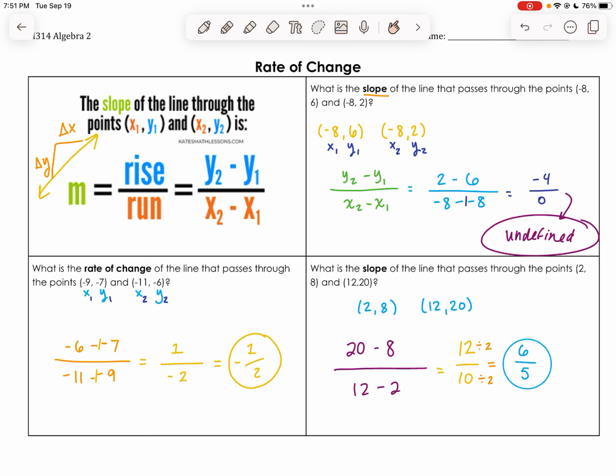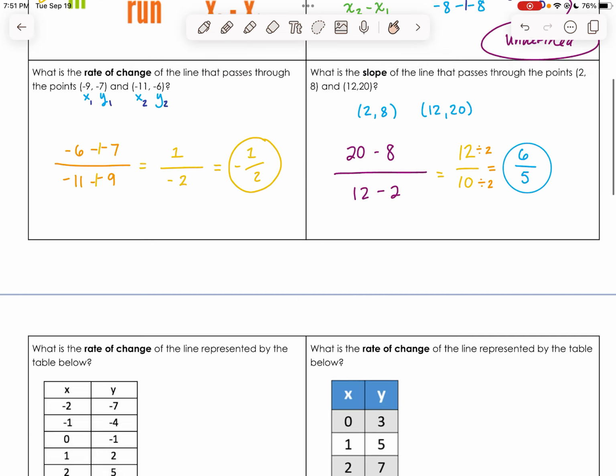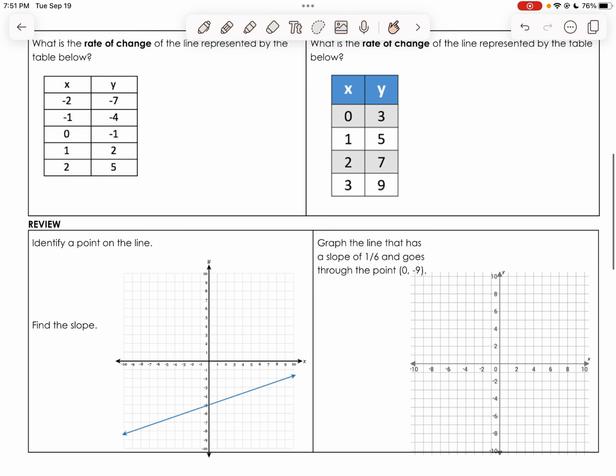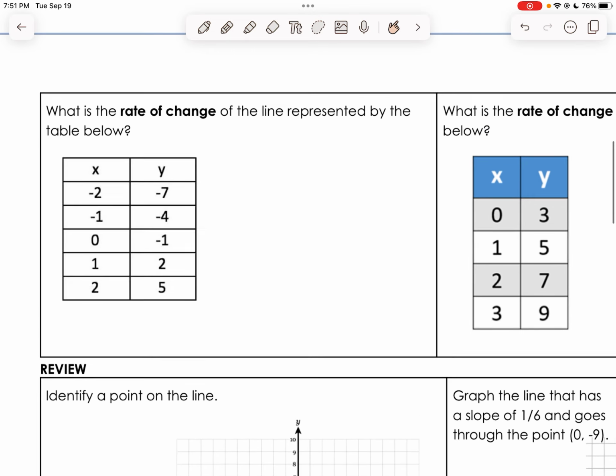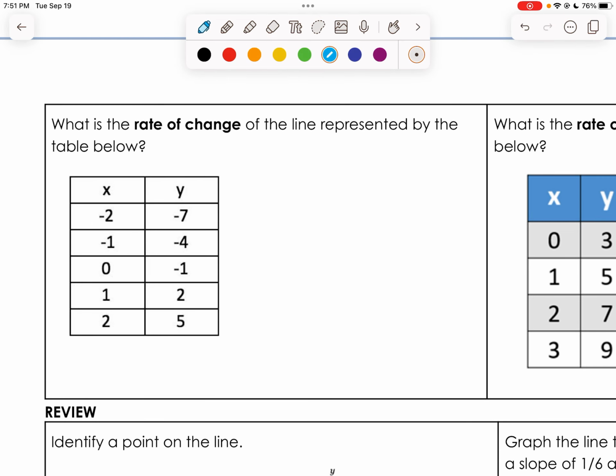So this is your first page, okay? This video will stay on Schoology if you need to come and look at it one more time. So we are going to go ahead and apply this to the next page, which is tables, and it looks like graphs. This is review that we've done before. So what is the rate of change of the line represented by the table?